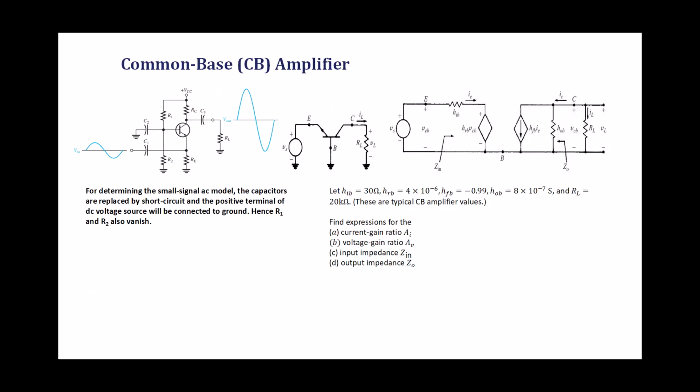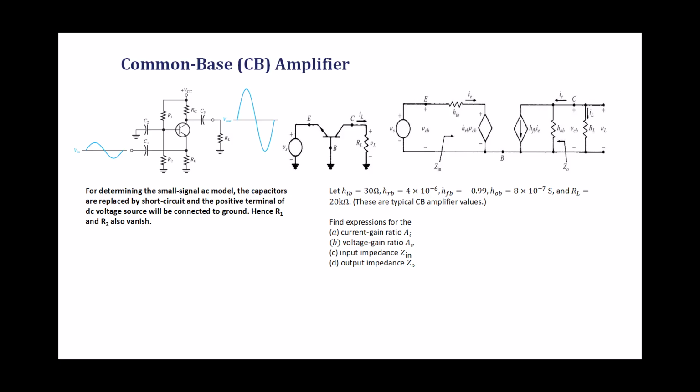Now let's build the small signal AC equivalent circuit to do this. We replace all capacitors with short circuits, since at the signal frequency they behave as if they aren't there. We also connect the positive terminal of the DC voltage source to ground, because a DC supply is effectively an AC ground. As a result, R1 and R2, the biasing resistors, vanish from the AC circuit entirely, since they are now simply connected between ground and ground. What we are left with is the H parameter equivalent circuit shown on the right.